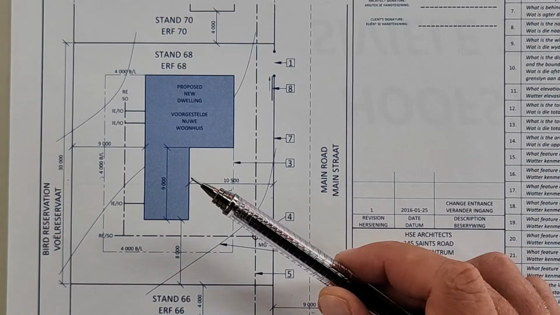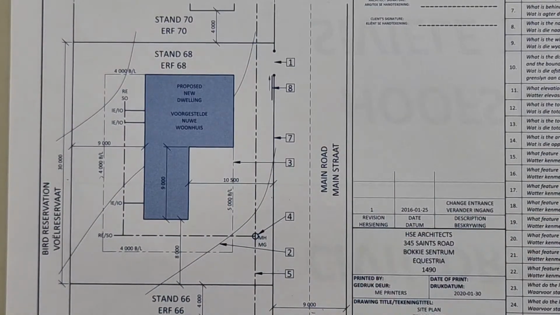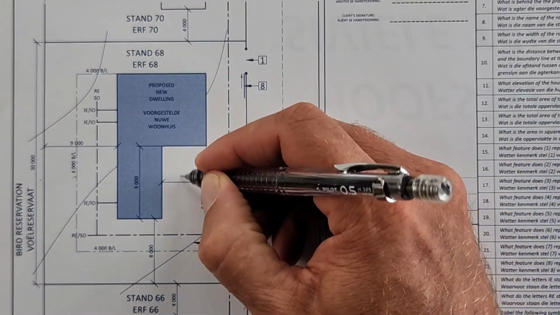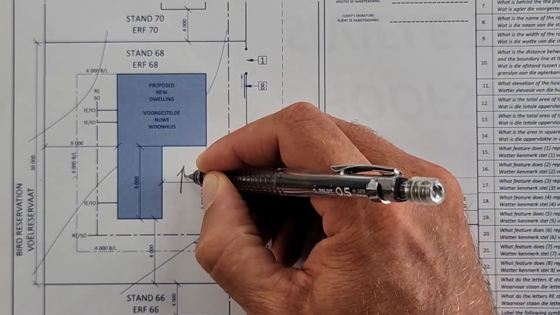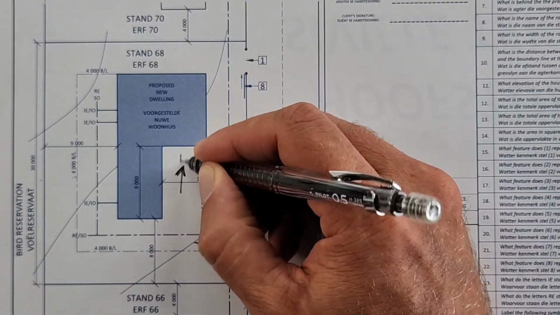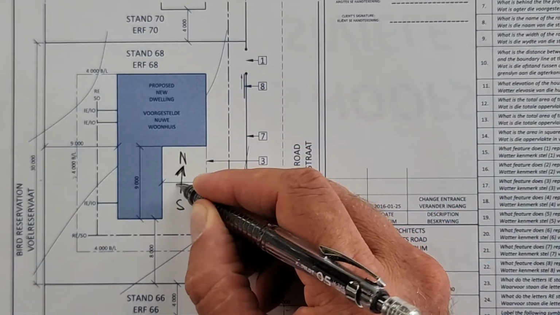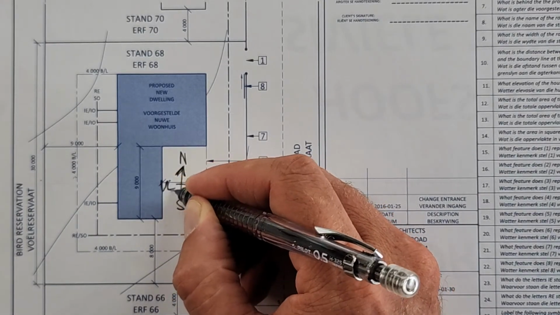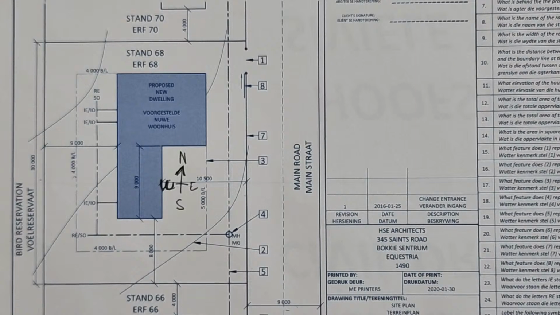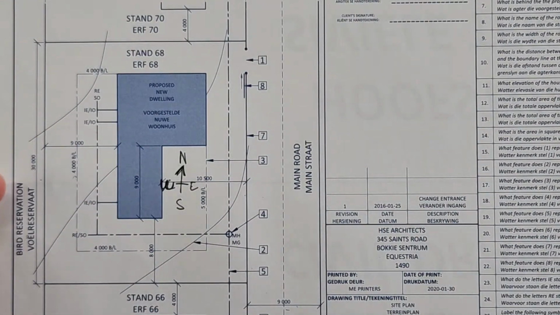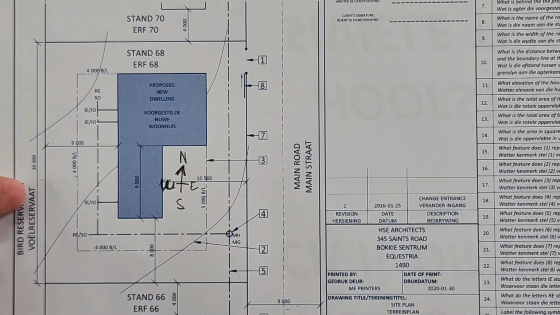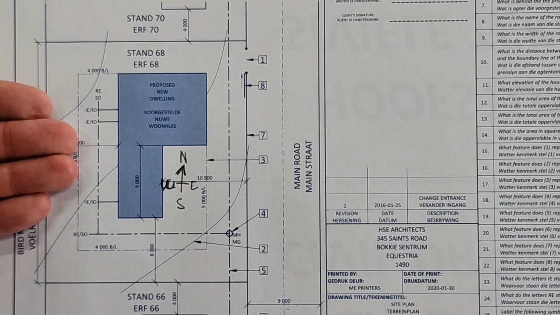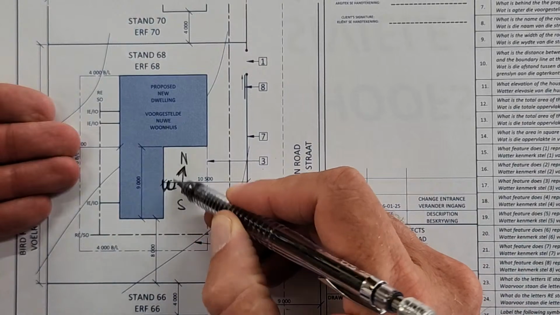Next one. What elevation of the house faces the bird reservation? Okay. So if we look at the arrow, and I'm just going to draw it here. This is direction north. Now you know that's south. That means this is east and this is west. Now they ask us which elevation is facing the bird reservation. It is west.